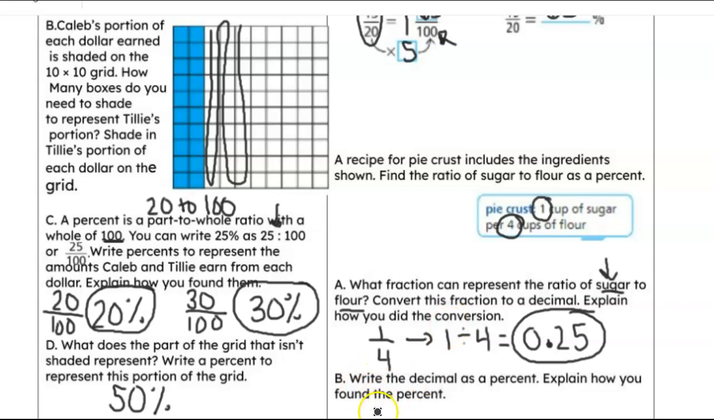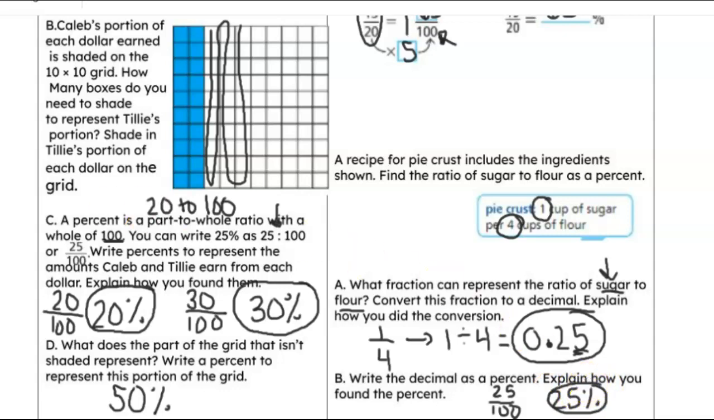Now, D, write the decimal as a percent. There are several ways that we can do this. One way is saying that the 5 is in the 100 spot. So that's 25 over 100. Since that number is sitting on top of 100, our percent is 25%.